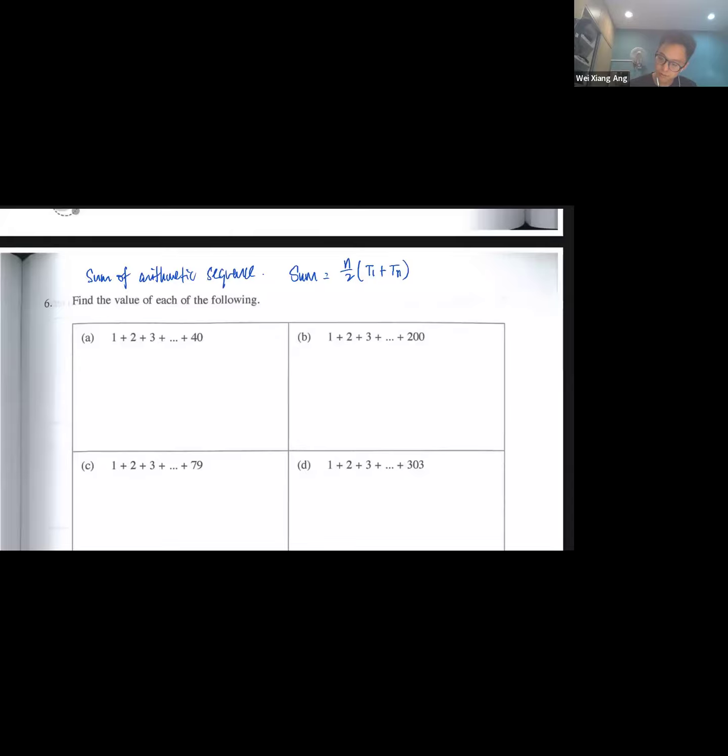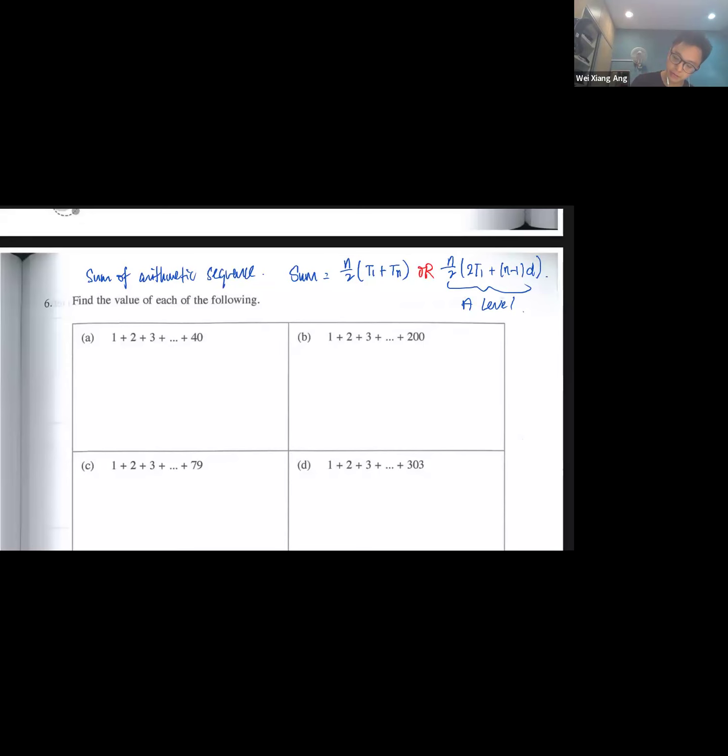Okay, or if you don't know what the last term is, we use this formula. Okay, this one you will see in A level. And this is not that common, so I'll just briefly run through and help you revise the stuff you learned in primary school.